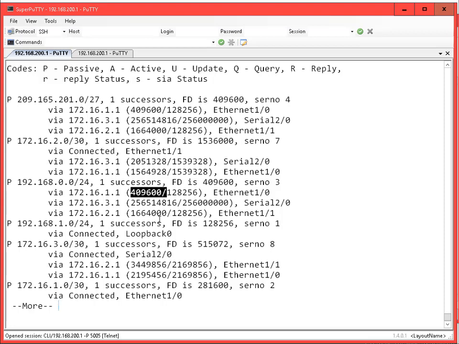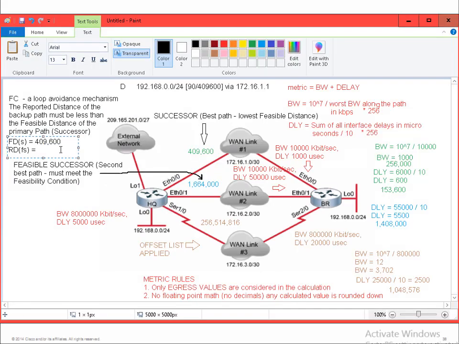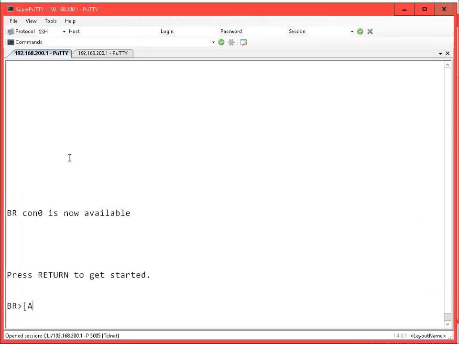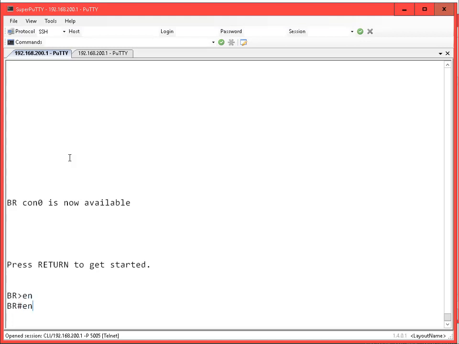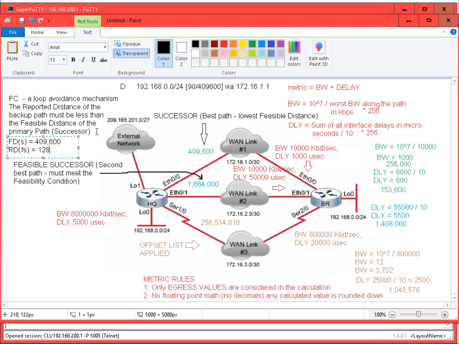And it is, right? So in this particular case, that number is 128,000, what was it? Timed out. Show IP EIGRP topology. 128,256. All right. Are you guys following? I know it's a lot of information, but remember, this is what makes the difference between a network administrator and a network engineer.